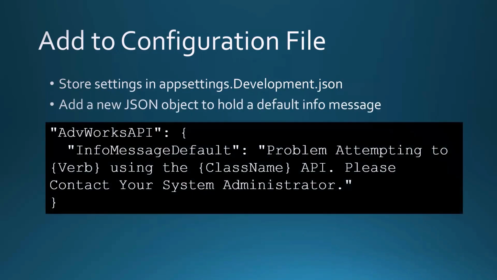What we're going to do is store settings in our appsettings.development.json. The first one we're going to do is a JSON object that has a default informational message. Remember that info message that we set that said, problem attempting to something using the something API, please contact your system administrator? We're going to store that in here, and we're going to use those couple replaceable parameters, verb and class name. The name of this object is AdventureWorks API. Then there's a colon, and then there's info message default, which is another property. And then the value is the problem attempting to, right? So the AdventureWorks API and then the info message default are what we need to get to.